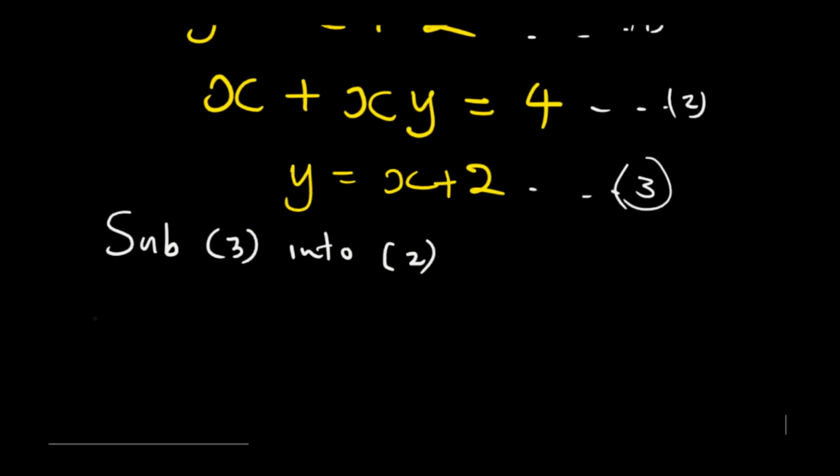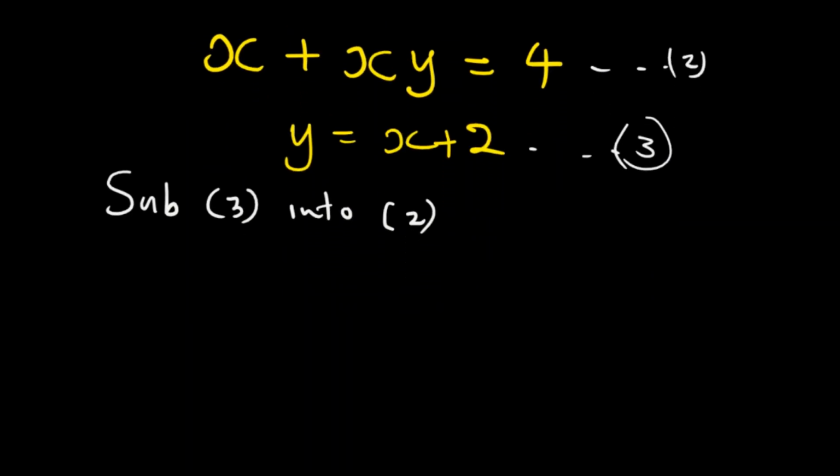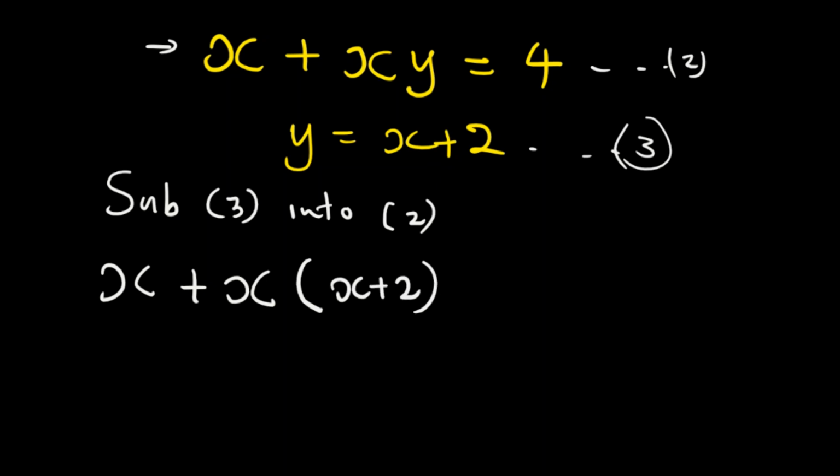So whenever we see y in equation 2, we're going to put x plus 2, right? So we're going to say x plus x, I'm just writing this equation here. So it's x plus x, where there's y, open the bracket, I write x plus 2, which is this one here. And then I say equals 4, right?